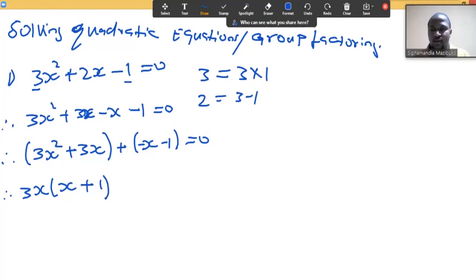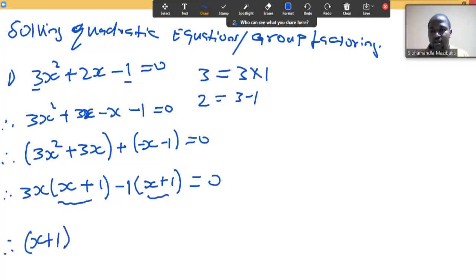What is the common factor in the second group? Our common factor will be minus 1 into x plus 1, because minus 1 times x is minus x, and minus 1 times 1 is minus 1, equal to 0. So you can see something common: x plus 1 is common to both, so you can take it out as a common factor. Then we open the bracket. What is left is only this 3x and this minus 1. Hence we have 3x minus 1 equal to 0.